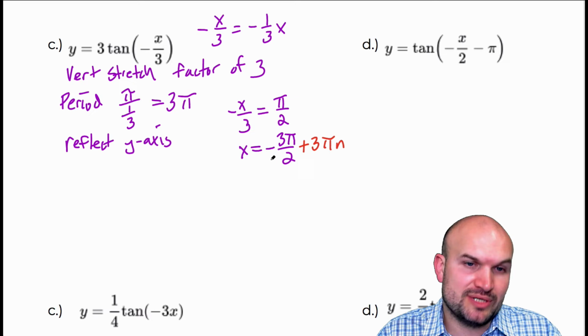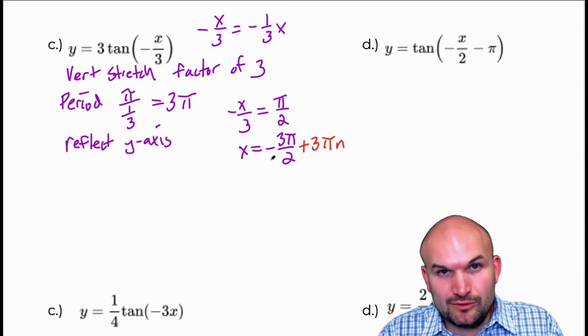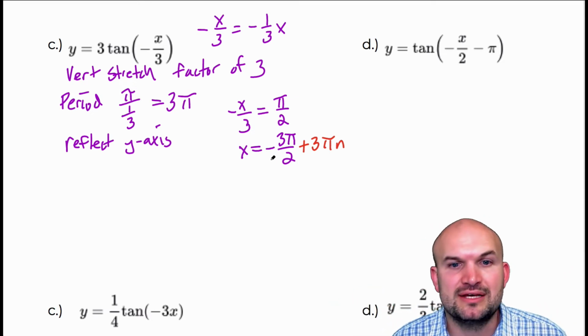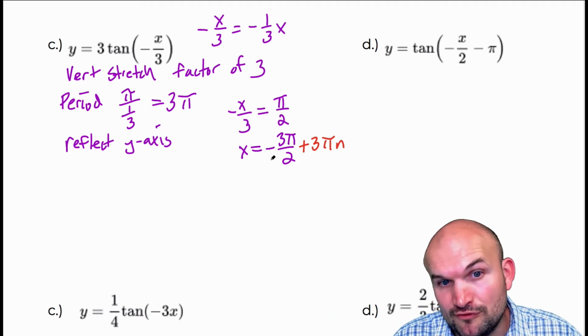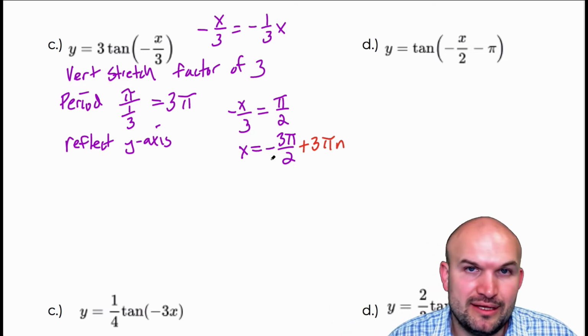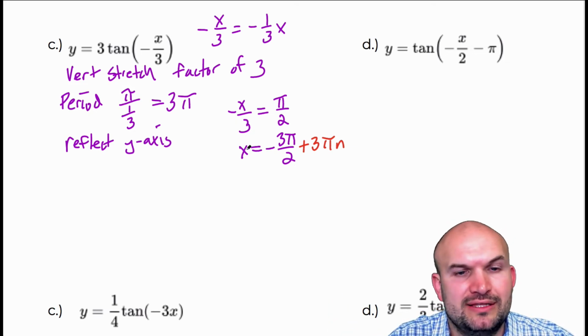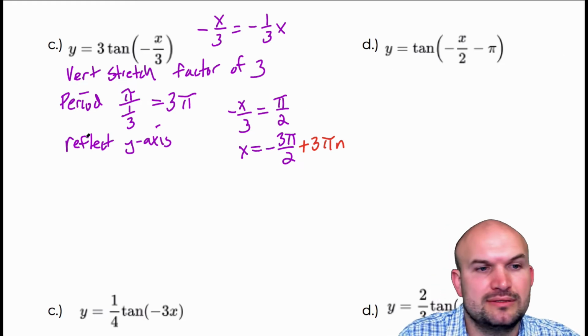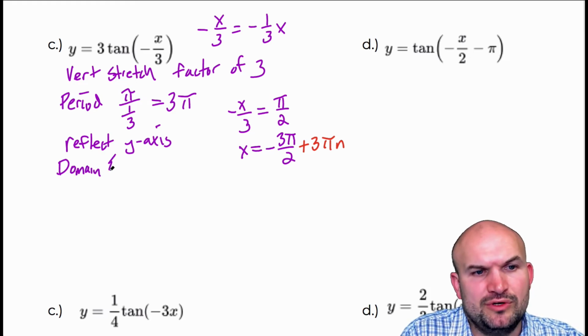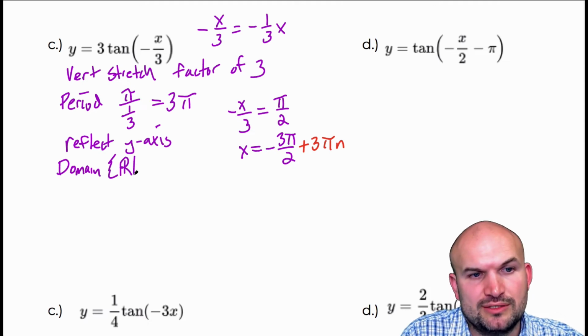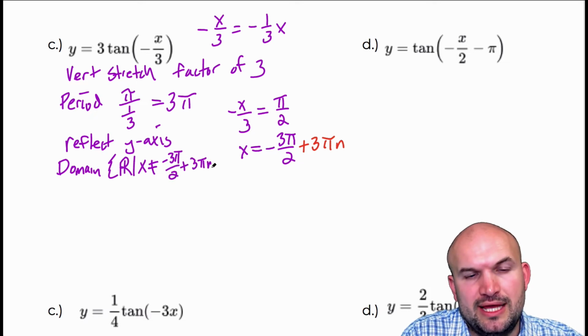So basically, all you need to do is take what's inside your function, set it equal to pi halves or set it equal to negative pi halves. Either way, there are multiple answers you could do here. Solve for x, and then just add the period n. That is basically the simple way to identify the asymptote. So therefore, our domain is going to be all real numbers except where all these asymptotes occur, such that x cannot equal negative 3 pi over 2 plus 3 pi n.